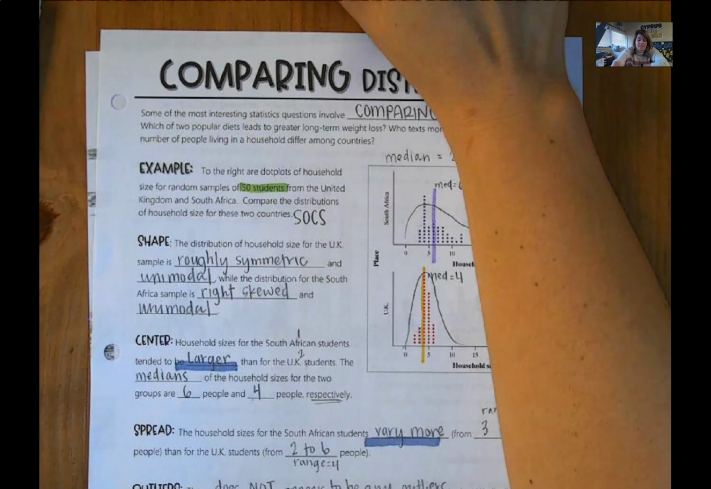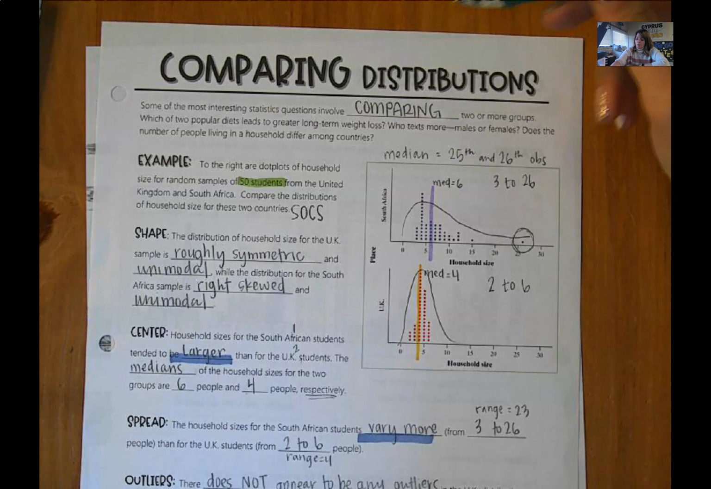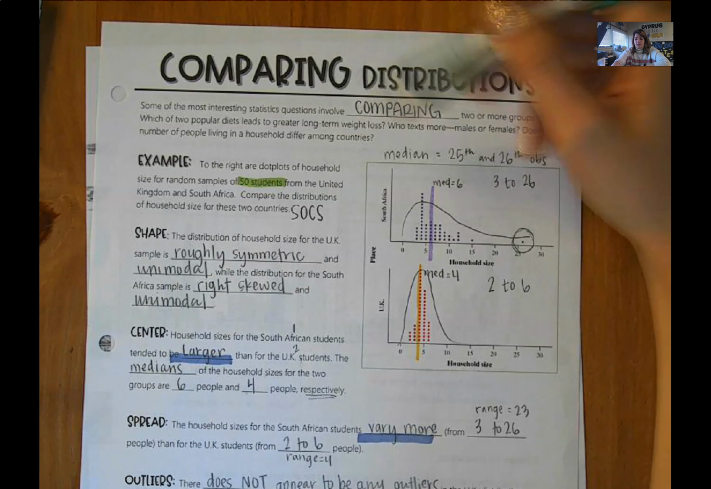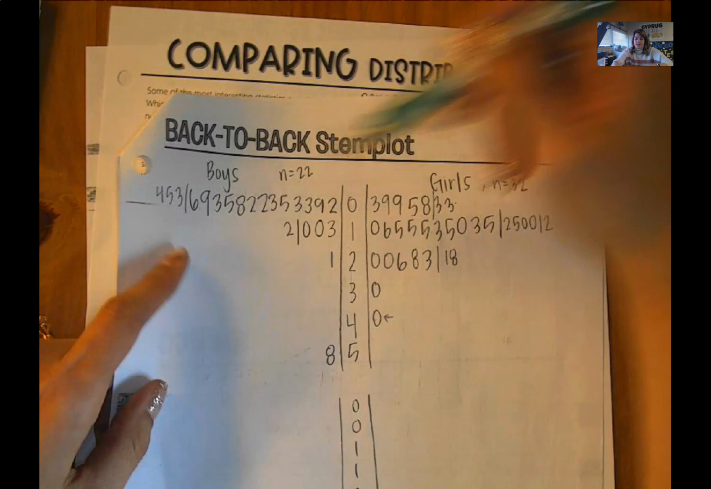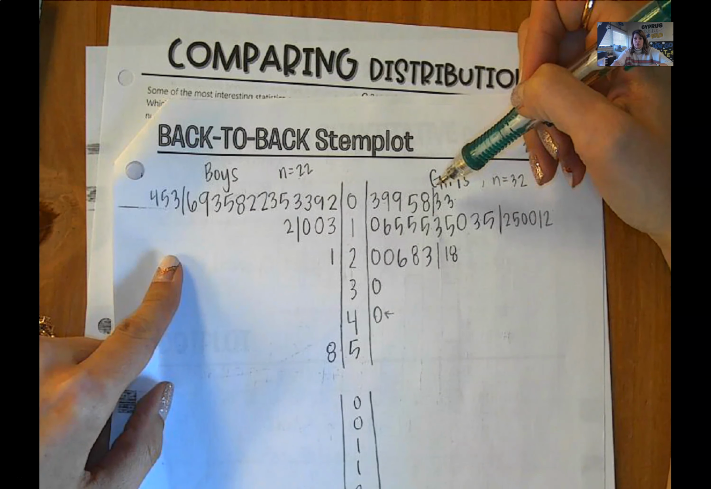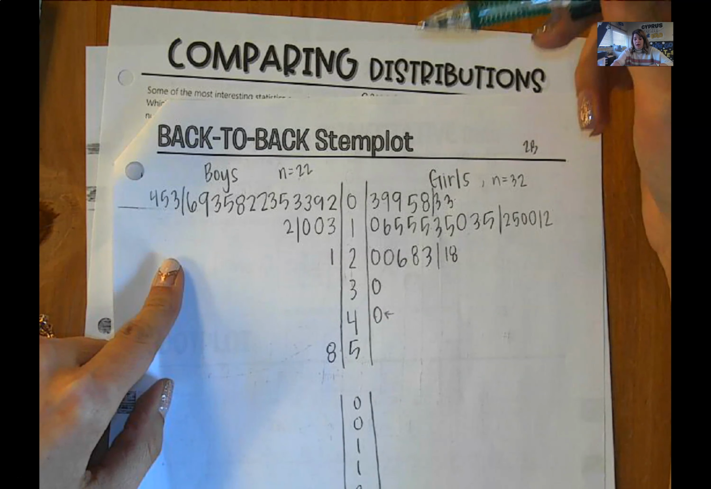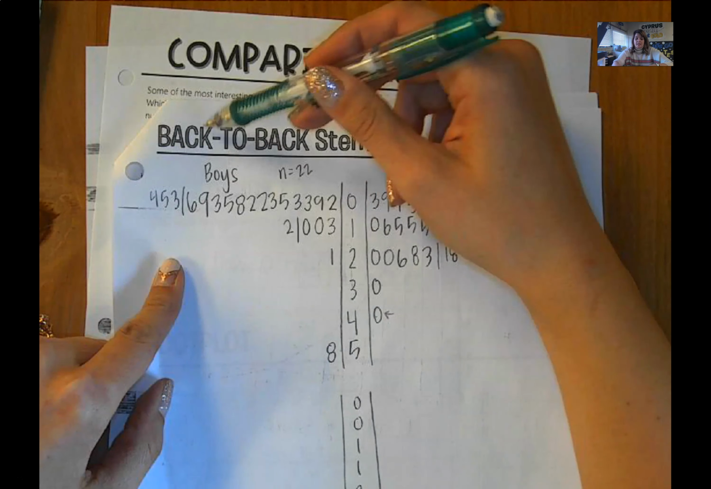The last thing that we did was comparing distributions. The first thing that we looked at going into comparing distributions is a back-to-back stem plot of our shoe data. So this is the number of pairs of shoes owned for all of the AP Stats students that I have this year. I told you guys that the purpose of a back-to-back stem plot is so that you can compare two data sets, or you can compare two distributions, I should say. In this case, what we're comparing is one data set.